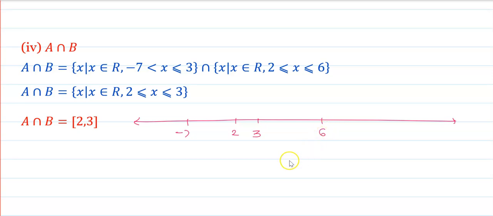From 2 to 6, if we go, what do we get as the common part in both? That is we get the common, which is 2 to 3. Okay, and therefore A intersection B is 2 to 3 only.